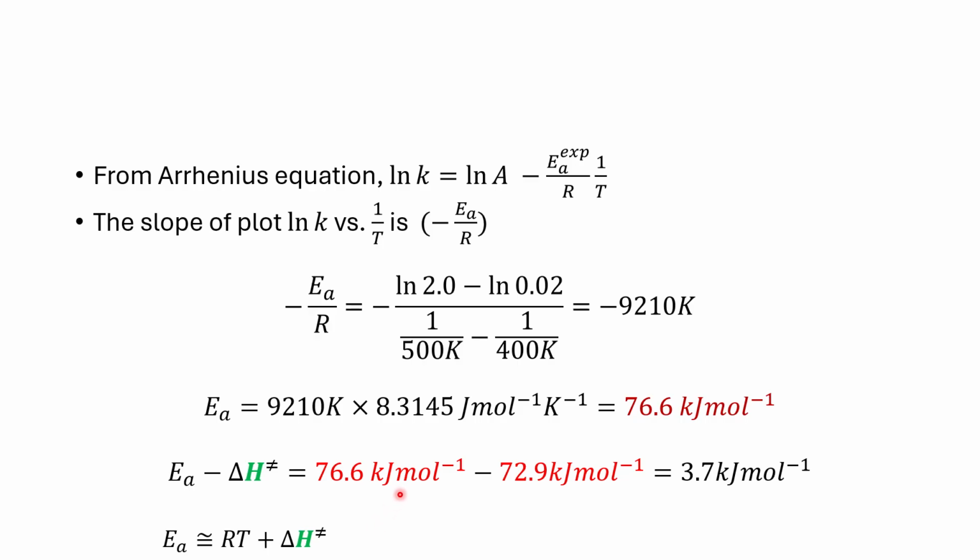If we take R multiplied by the average temperature between 400 and 500 Kelvin, which equals 450 Kelvin, the value is approximately 3.7 kilojoules per mole, which exactly matches the calculated difference. And this confirms the derived link between the Arrhenius parameters and the thermodynamic parameters of transition state theory.